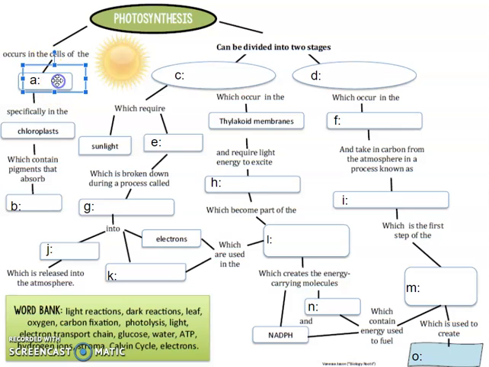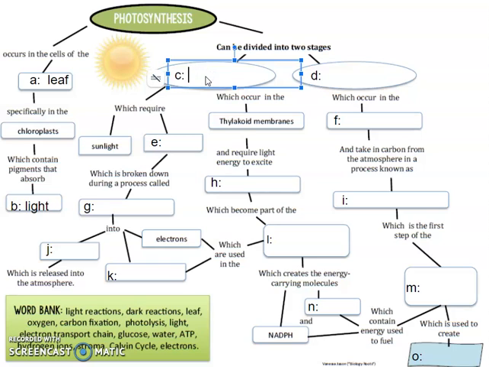Photosynthesis occurs in the cells of any plant would fit here, and I could see leaf in the word box, so I'm going to put that there. Specifically in the chloroplasts of the leaf, which contain pigments that absorb light from the sun. And then moving on to C, photosynthesis can be divided into two stages. So we just went over this in lecture today, on Wednesday actually.